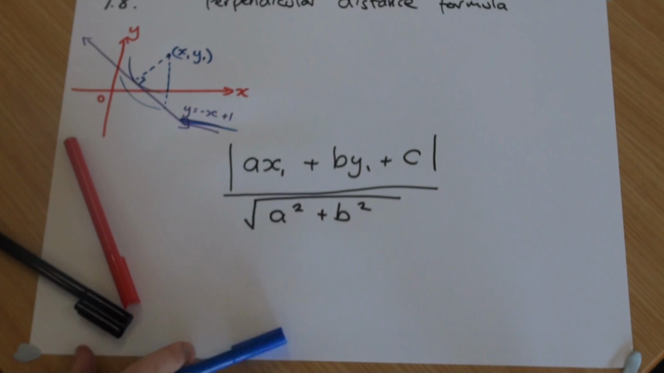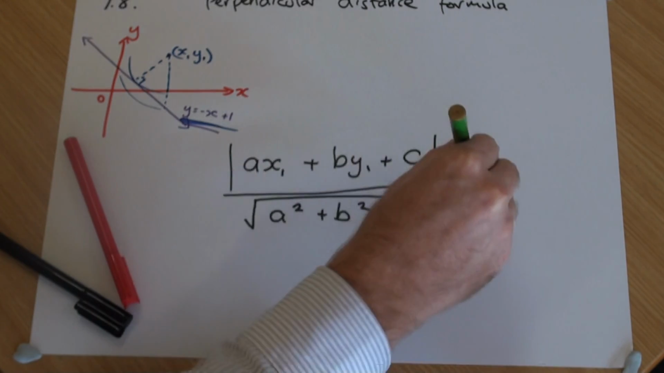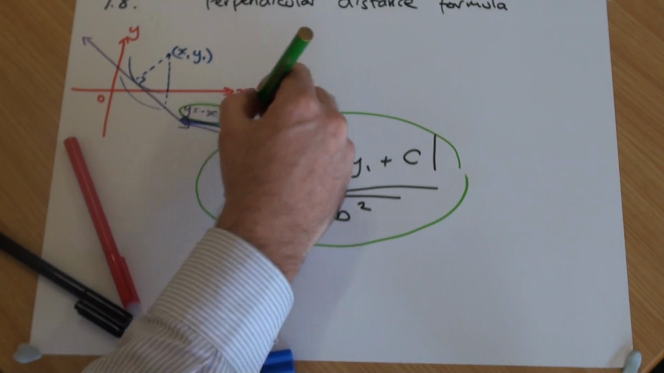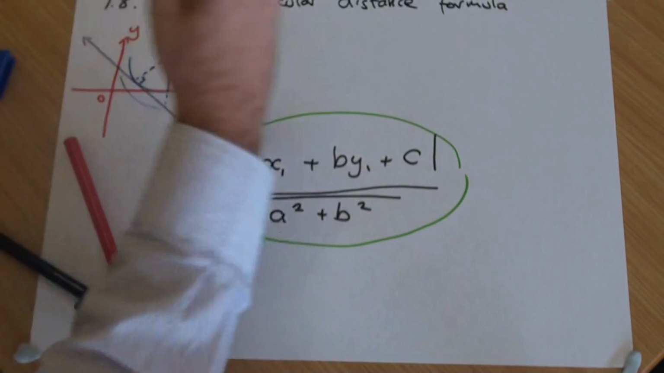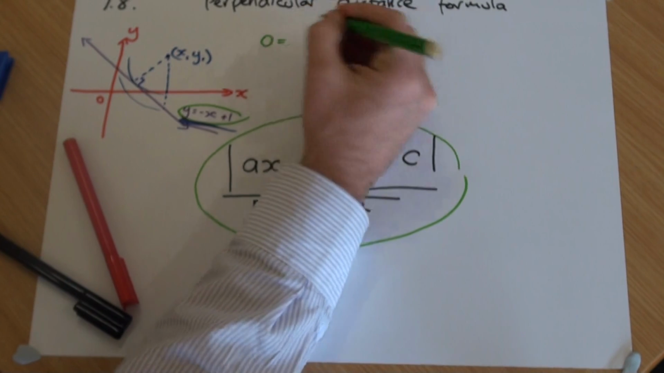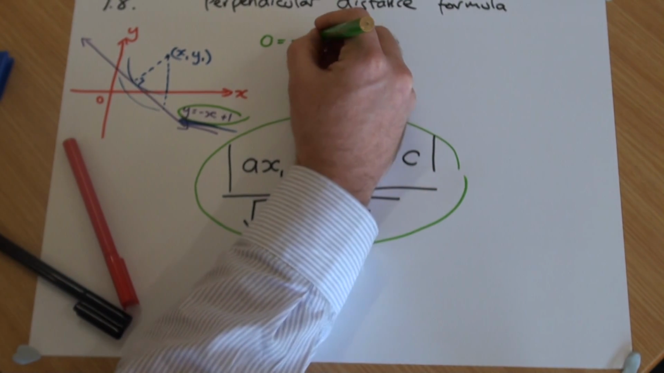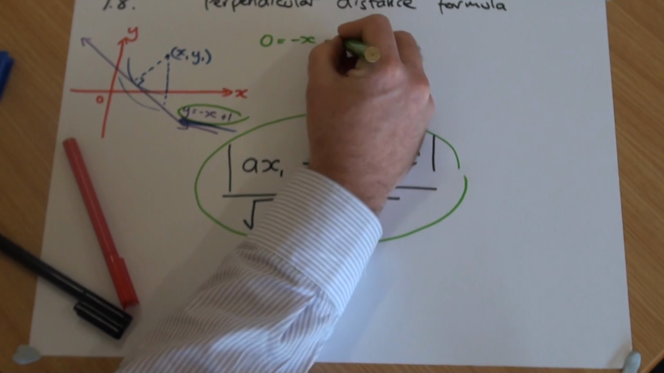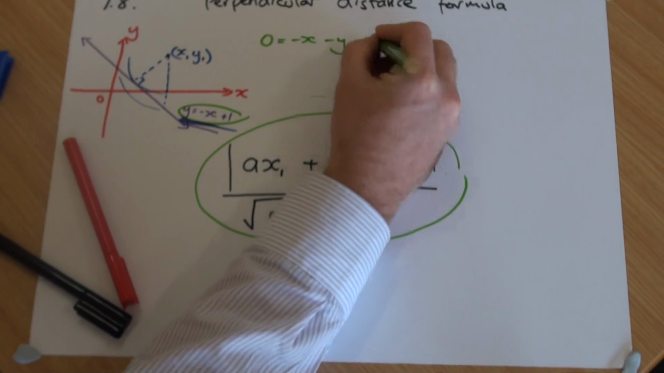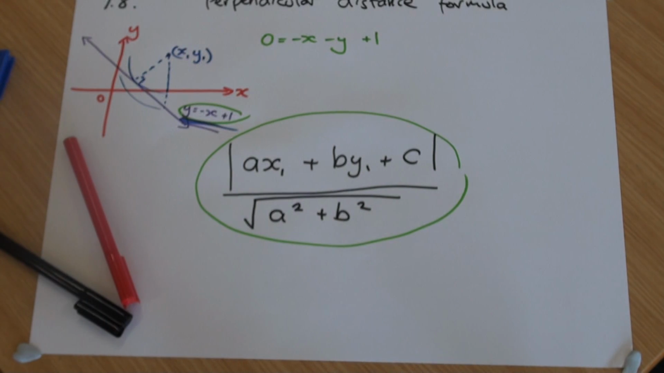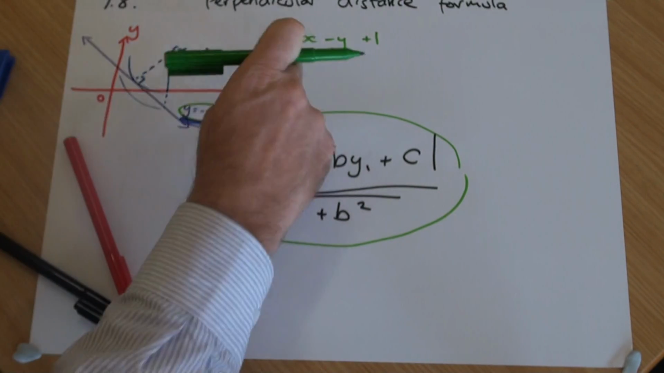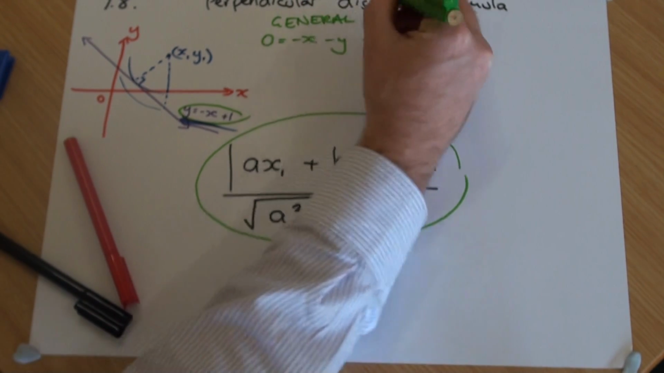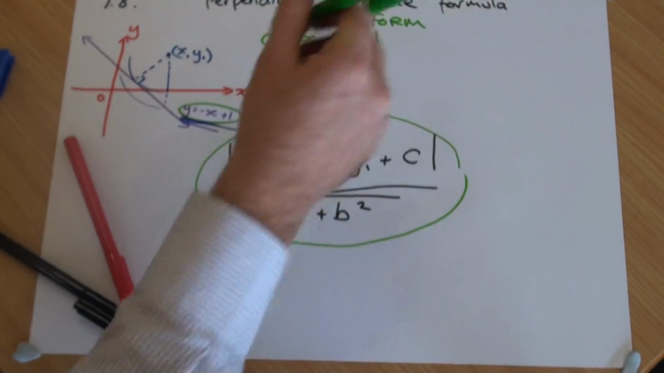The first thing that we need to do to be able to use our perpendicular distance formula is to put this into the general form. The general form means 0 equals, first of all we do the x's, minus x, then we do the y's, minus y, then we do the constant, plus 1. So that is our general form.